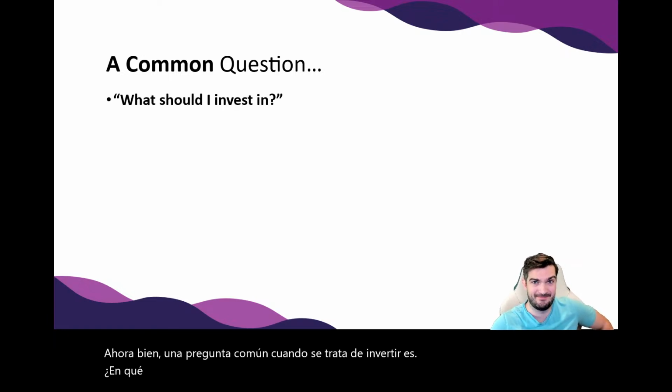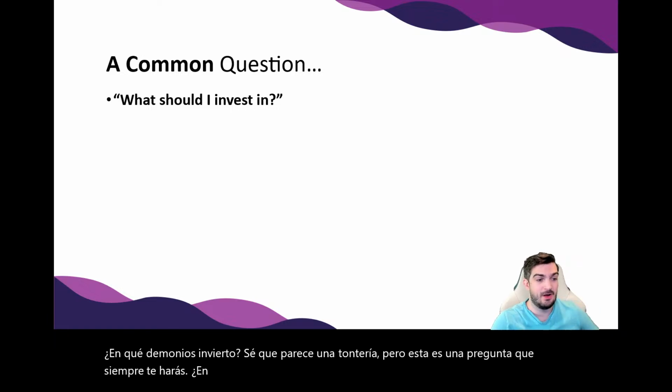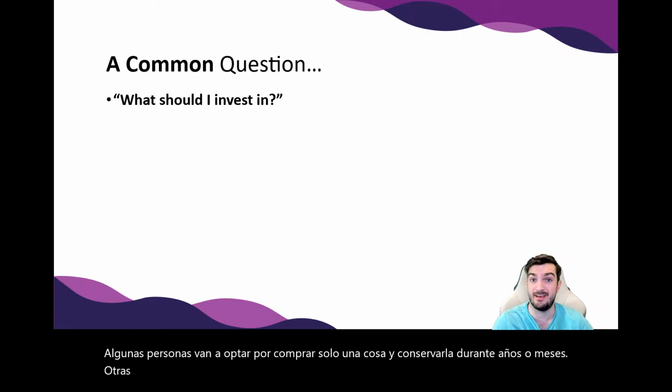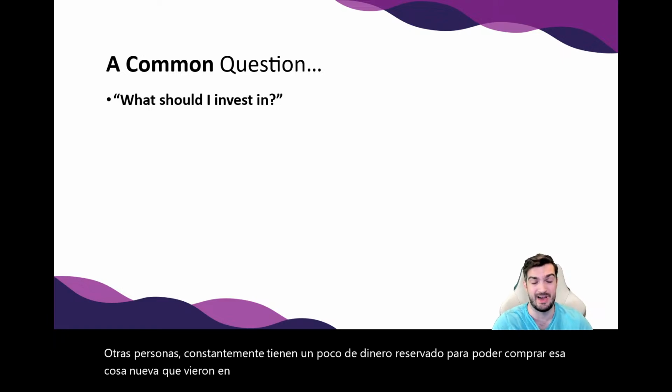Now, a common question when it comes to investing is, what the hell do I invest in? I know it seems silly, but this is a question that you will always be asking. What do I invest in? Some people, they're going to choose to just buy one thing and hold it for years or months. Other people, they constantly have a little bit of money set aside so that they can buy that new thing that they saw on Wall Street Bets or somewhere online.